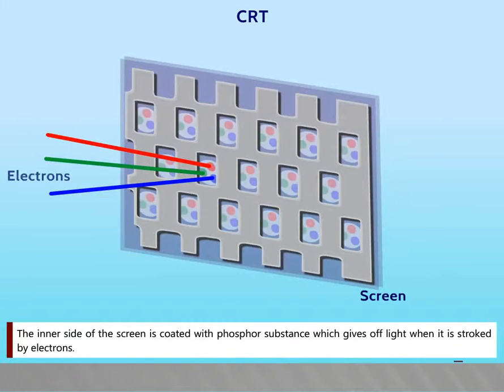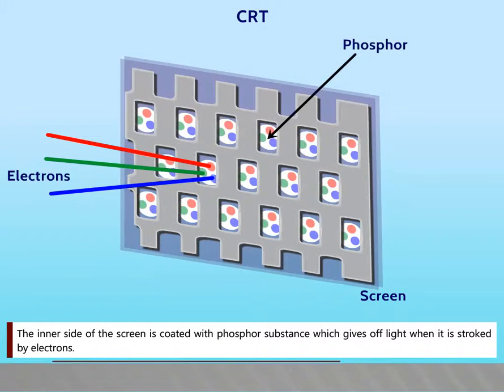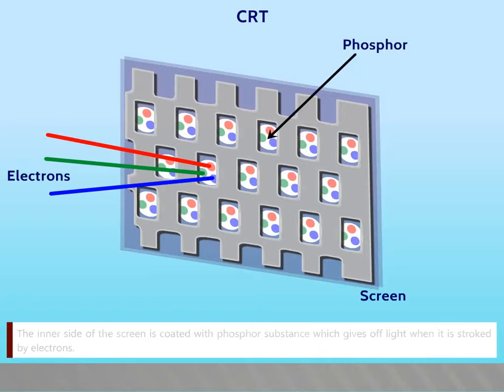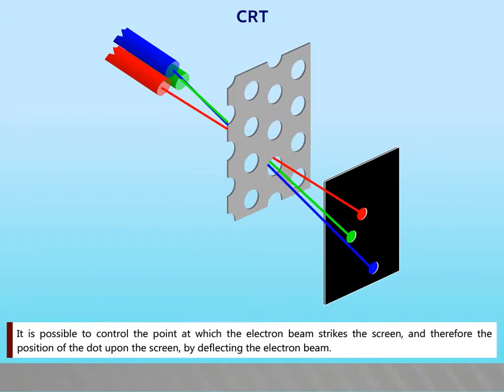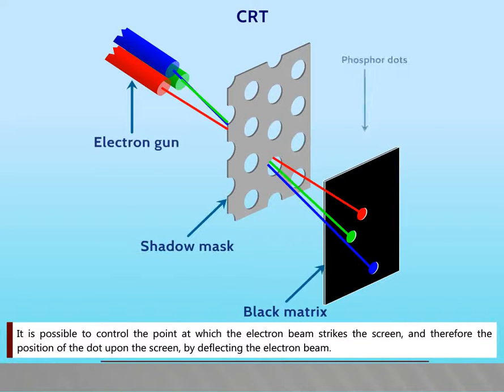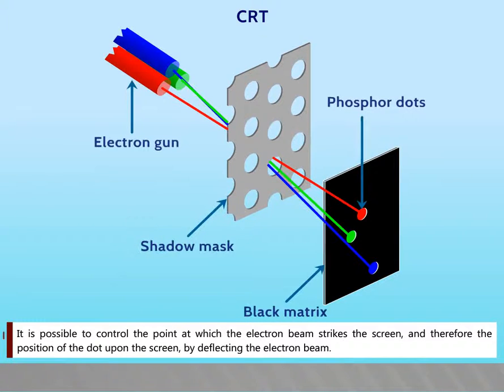The inner side of the screen is coated with phosphorus substance which gives off light when it is struck by electrons. It is possible to control the point at which the electron beam strikes the screen, and therefore the position of the dot upon the screen, by deflecting the electron beam.